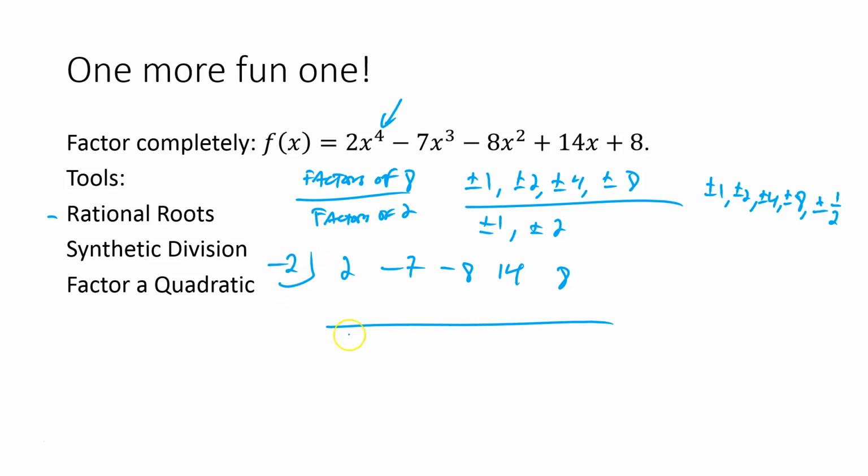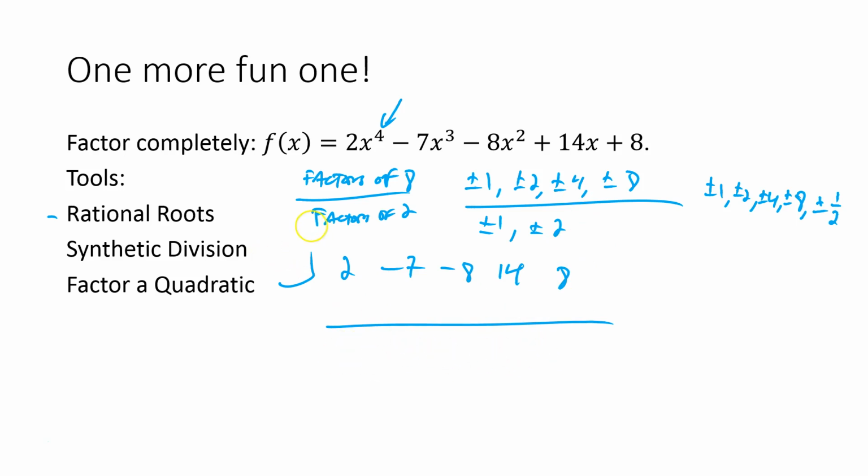Let's try -2. 2 times 2 is -4, -11, +22, getting pretty big here. I don't like it. Minus 8 is 14, times -2 is -28, and 14 are -14. Nope, that's going to be a big positive number, plus 8 will not make 0.